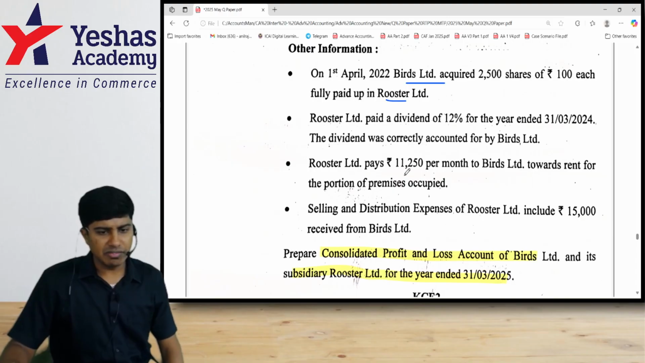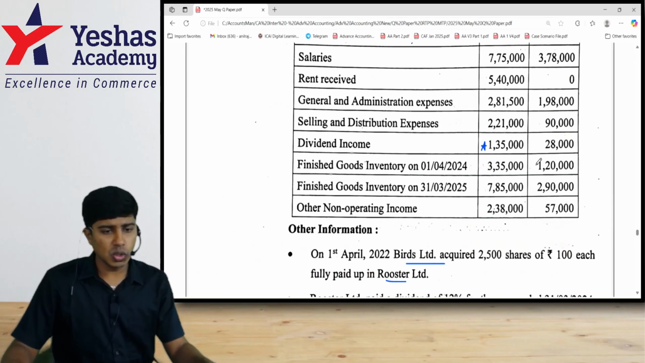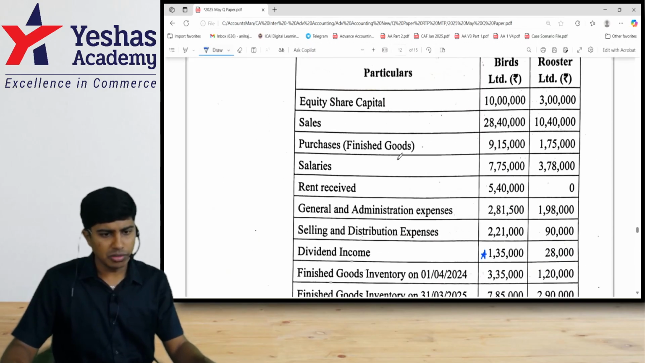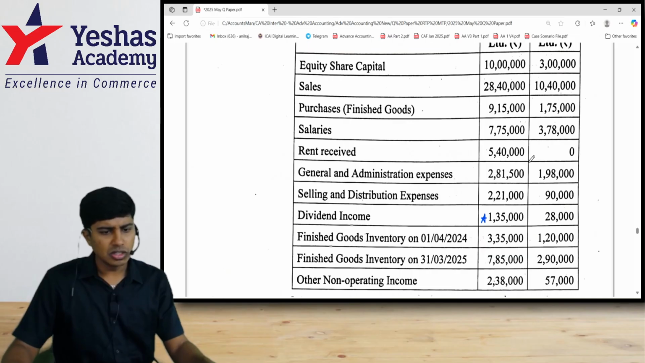That's the first one. Then we have some adjustment with regard to rent. Rooster Limited pays rent. So in the Rooster Limited's column, we have rental expense. No, we don't have rental expense. I will assume that it is included in general and administration expenses. And for the holding company, it will be included in rent received.